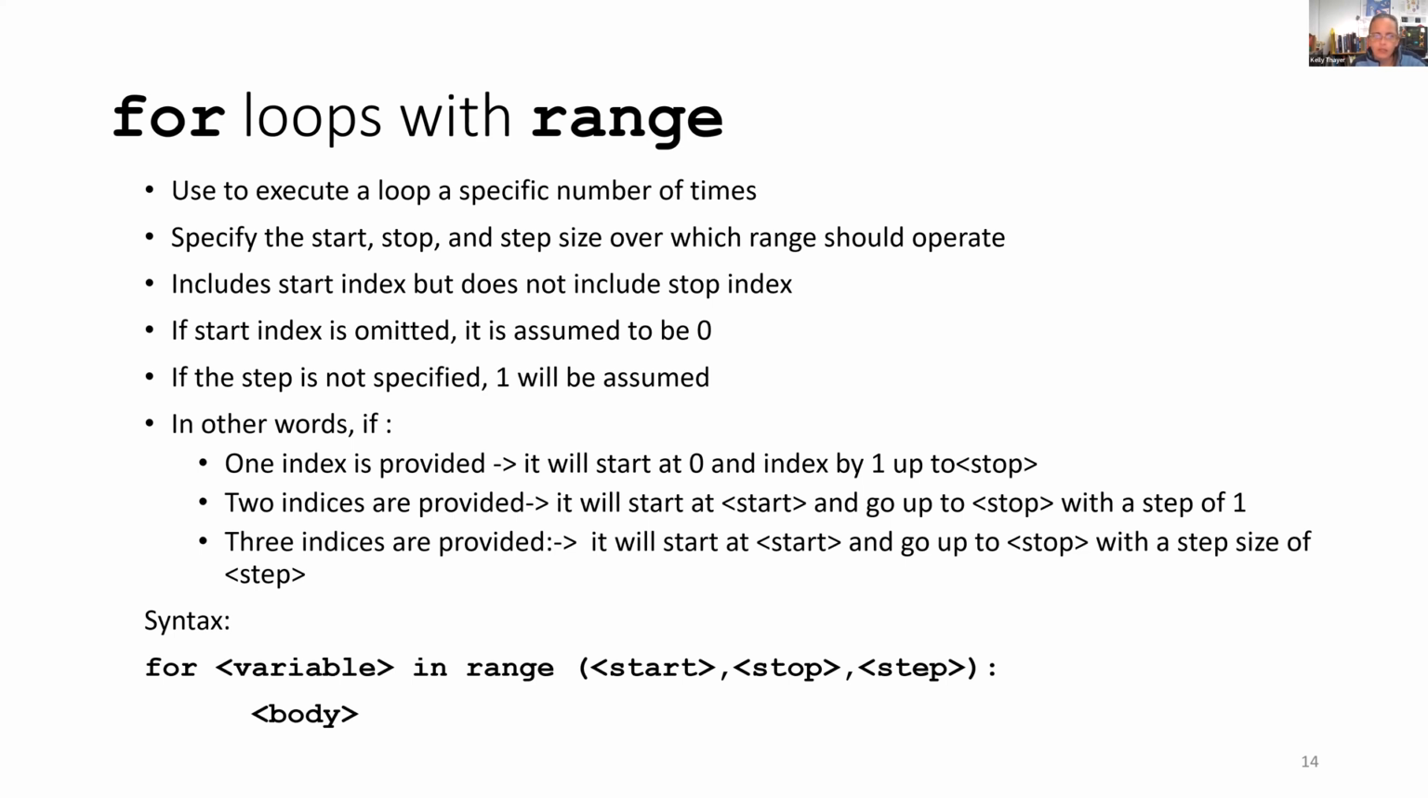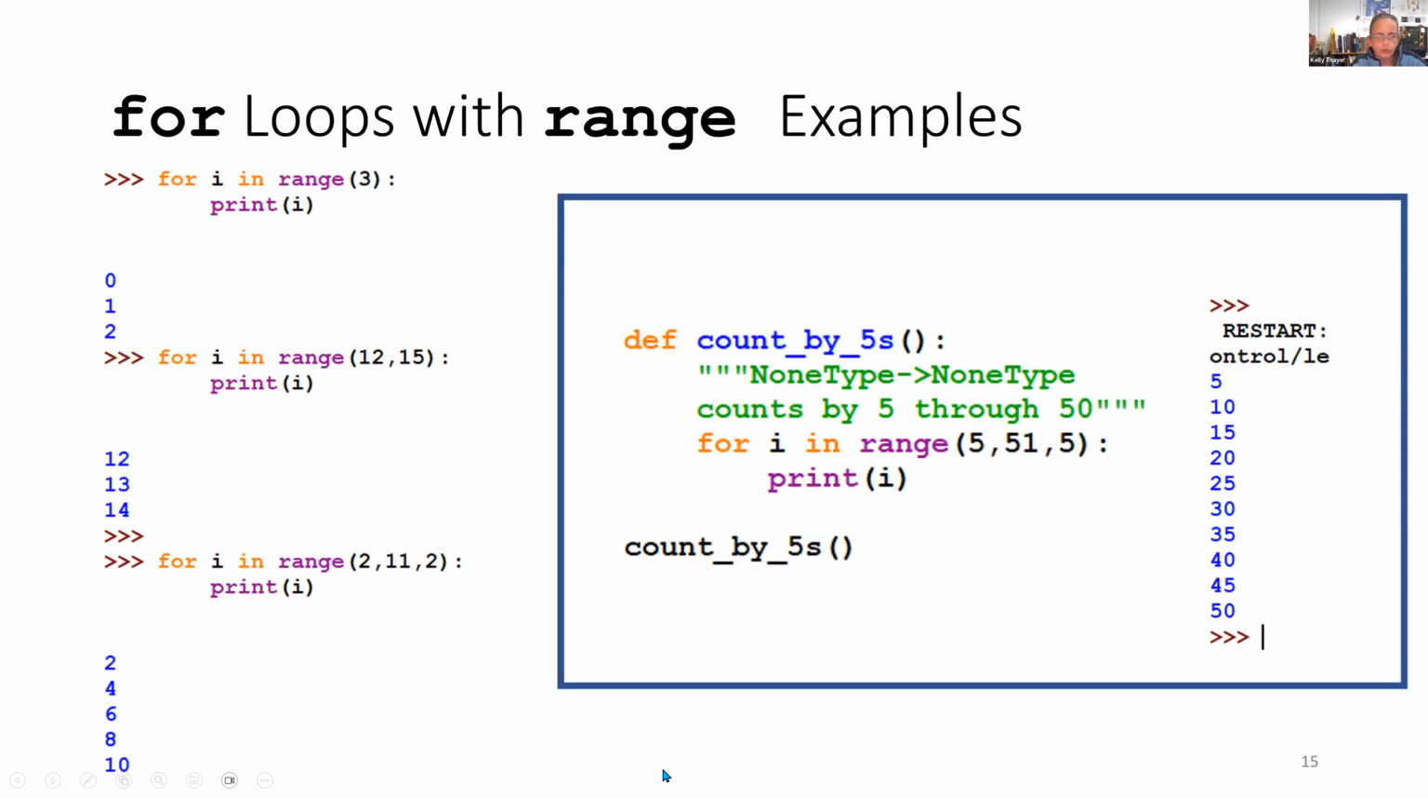In other words, if one index is provided, it will start at 0 and go up by 1 up to stop. If 2 indices are provided, it will start at start and go up to stop with a step size of 1. And if 3 indices are provided, it will start at start and go up to stop with a step size of step. So this is our syntax: for variable in range, with our parentheses and the colon, and then a start, stop, and step, which will all be integers. It's probably helpful to take a look at what this would actually look like, because that is a little bit difficult to imagine.